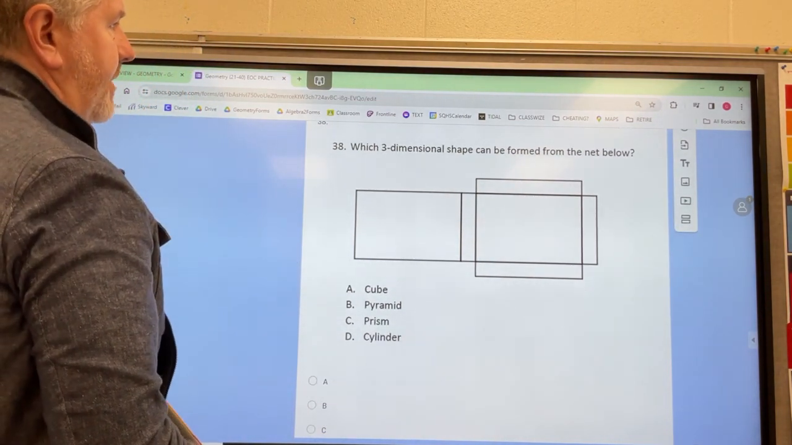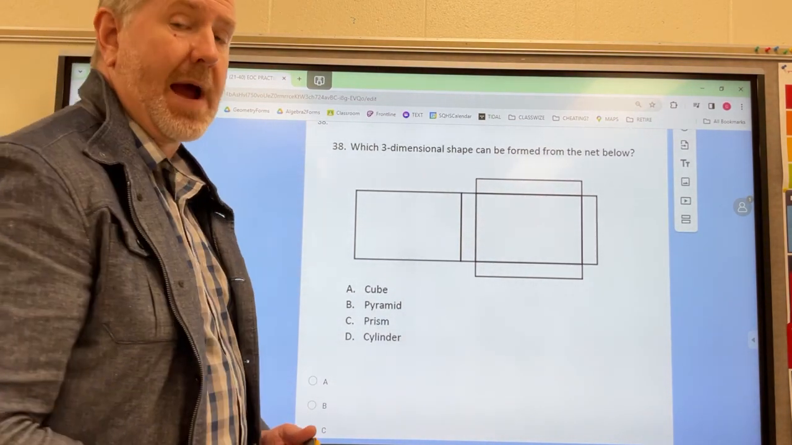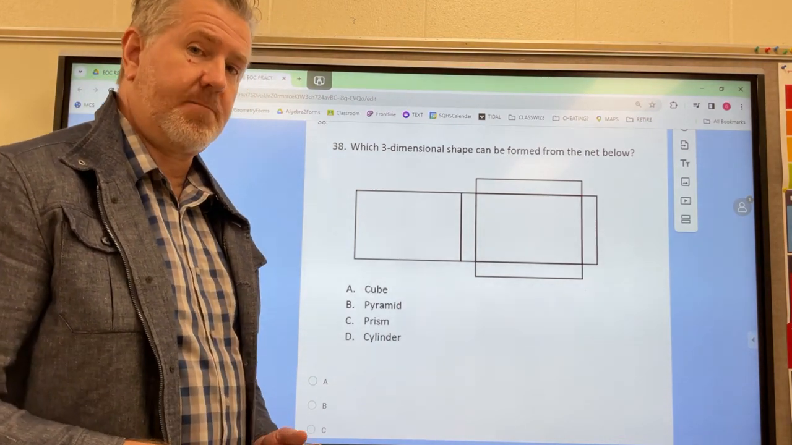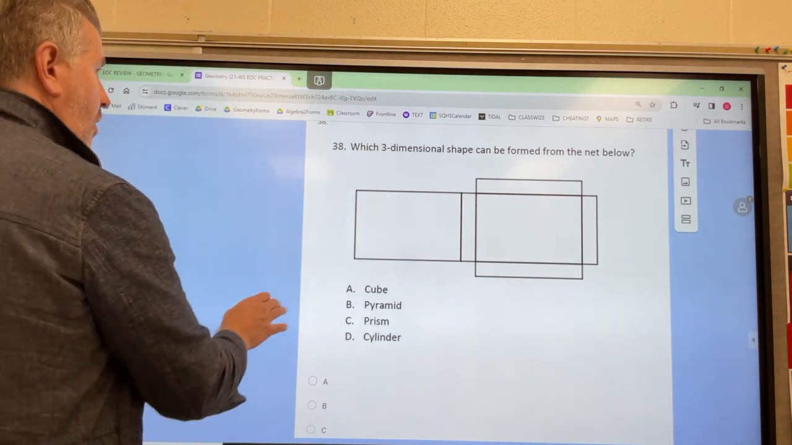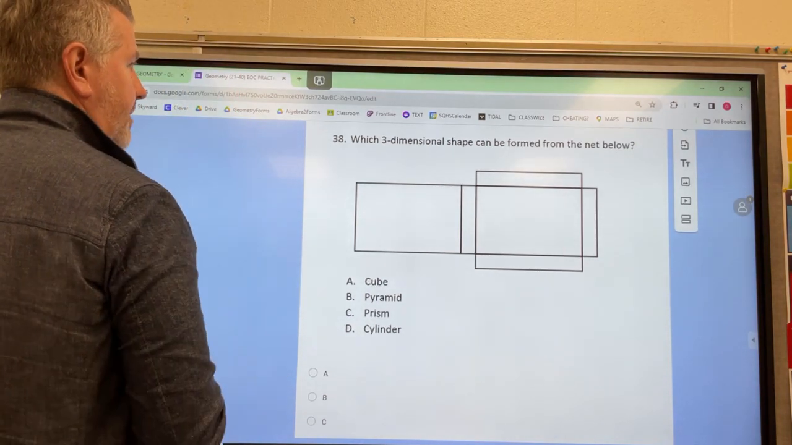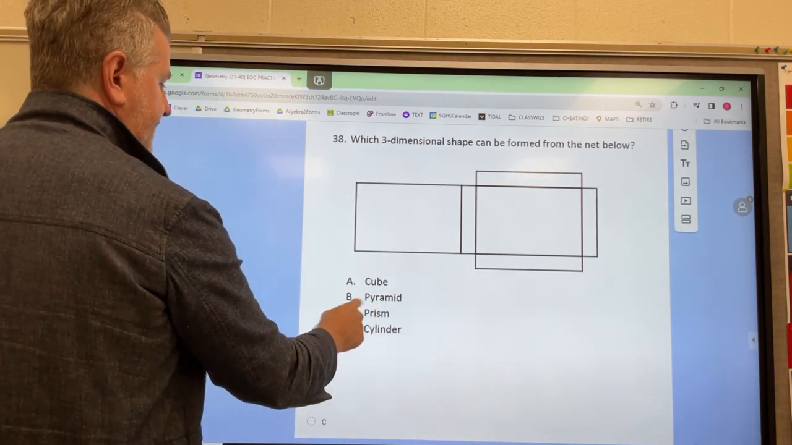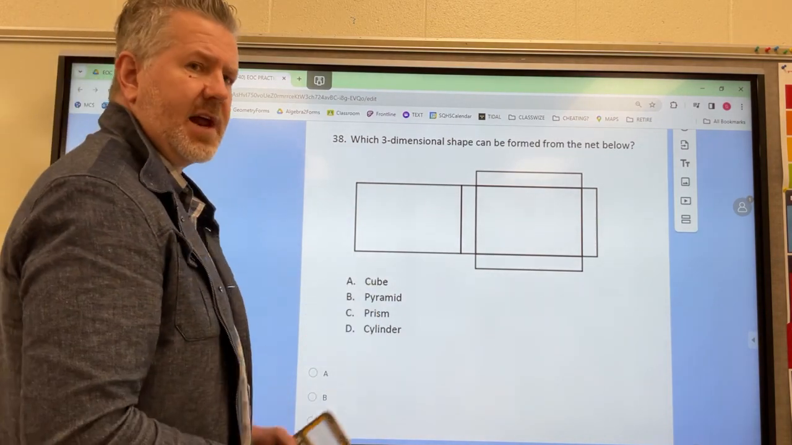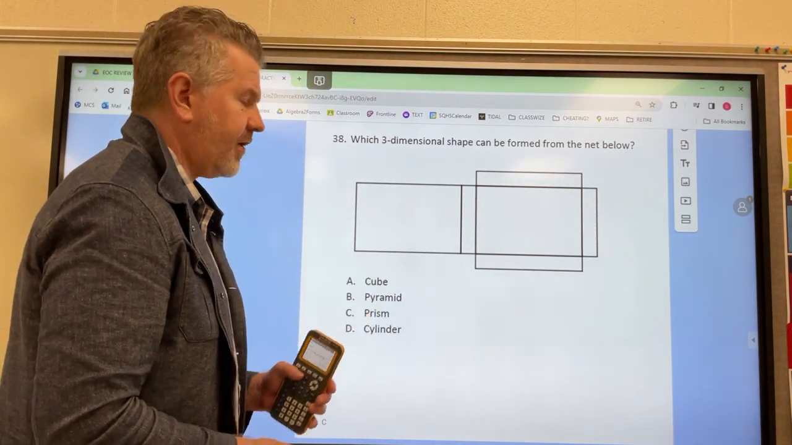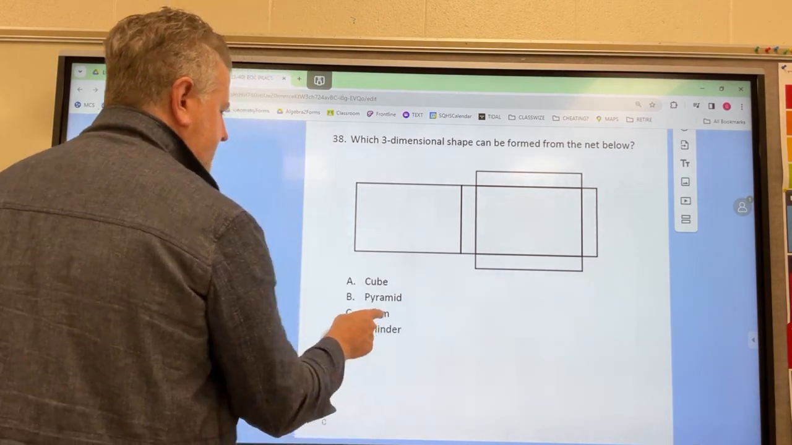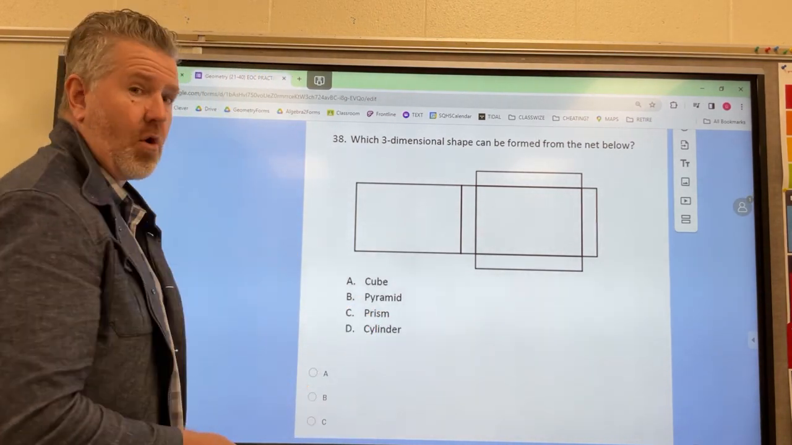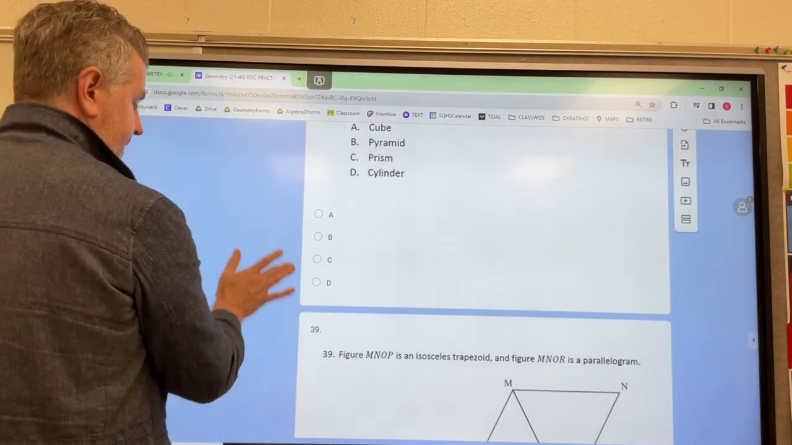Which three-dimensional shape can be formed from the net below? If you've ever wrapped a gift, especially a shirt box, you kind of recognize this. You know what we're talking about. Or work for Amazon for sure. Which three-dimensional figure? So we're going to talk about, it's a prism. It's not a pyramid, it's not a cube, and it's not a cylinder. A cube is all 6 sides are the same, right? So we're talking, it's a rectangular prism or a box. Okay, so we're going to go with C on that one.